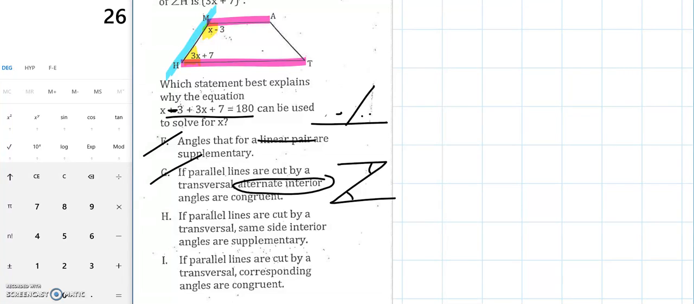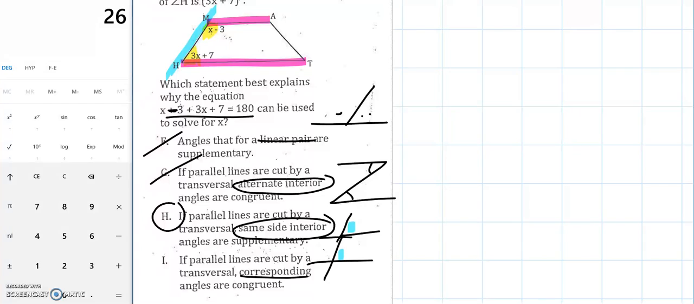Then H says they are same side interior. That is true. That is why they add up to 180. So it's going to be choice H, but let's just check I. It says that the two angles are corresponding angles. Nope, corresponding angles are in the same position. So for example, if I have these two parallel lines, this angle at the top and this angle above the parallel line to the right of the transversal as well would be corresponding. They're matching. They're in the same position. So it's going to be choice H. All right, let's move on to the next question.